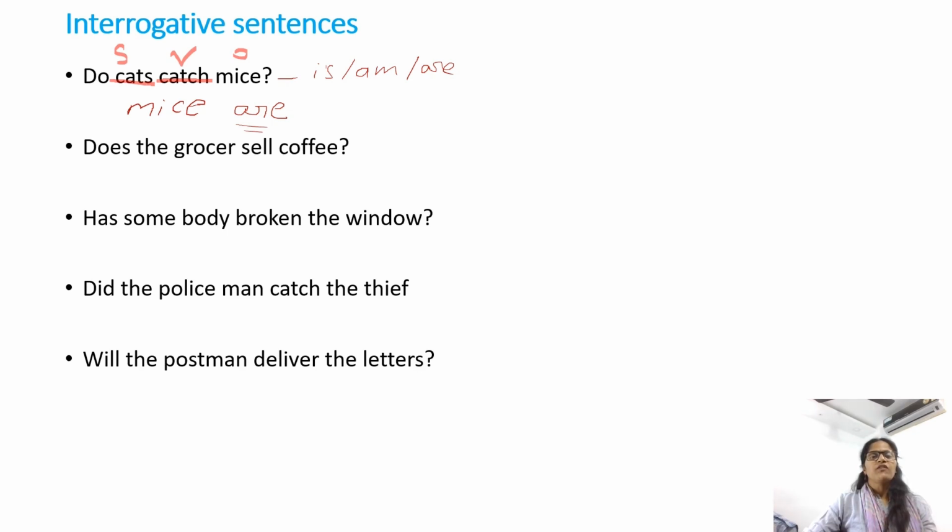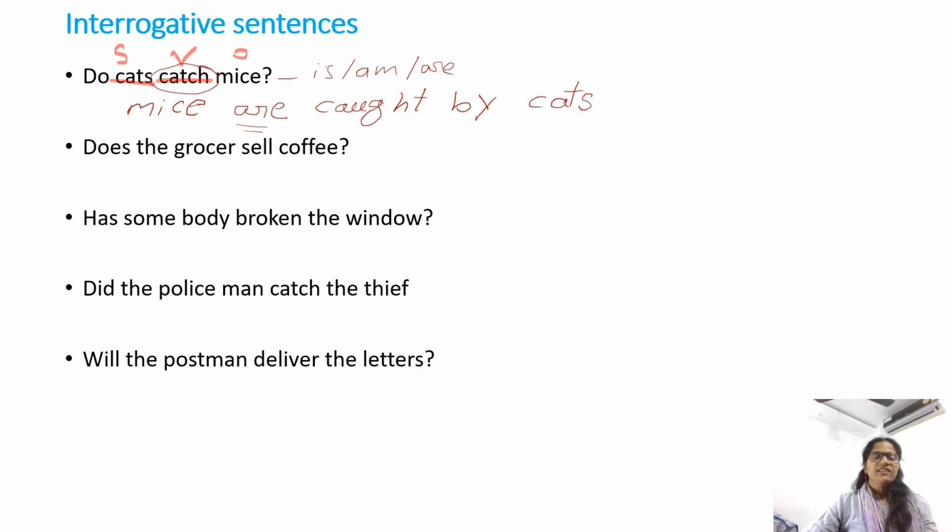What is the next step? Use V3 form of a verb. Now what is the verb here? Catch. Catch V3 form is caught. Now what is the next step? Use by preposition. Now mice are caught. By who? By cats.